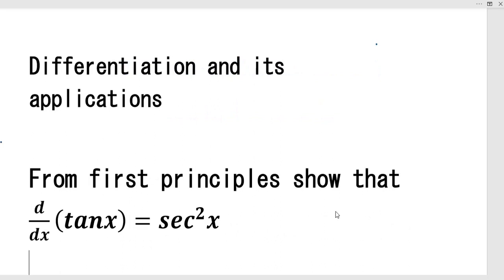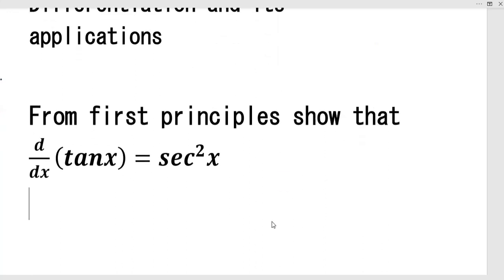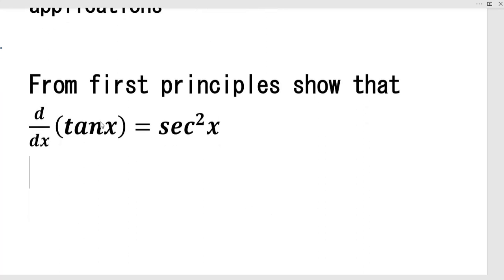Now some of you have been asking me to share with you my videos for differentiation and integration. In this particular discussion, we are going to begin with differentiation and its application. We have a guiding question which says, from first principles, show that d/dx of tan x is equal to sec squared x. So we are differentiating tan x with respect to x, and you want to show that it is equal to sec squared x.